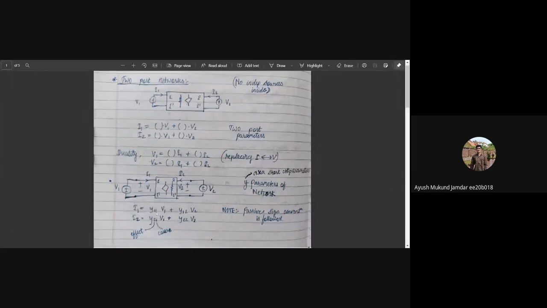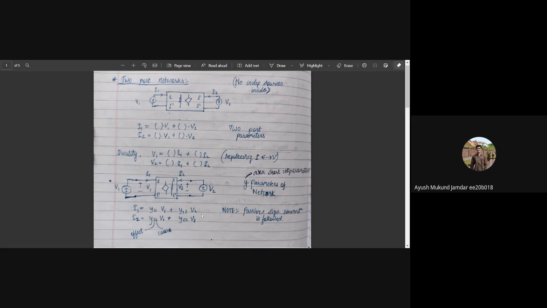What does Y11 mean? Y11 is I1 by V1 when V2 was 0. So what does it mean? When V2 was 0, that is the second port is short circuited, the ratio of I1 by V1 is called Y11. And what is Y12? Y12 is the ratio of I1 to V2 when V1 was 0. That is, when V1 is short circuited, the ratio of I1, that is current in the first port, to the potential difference across the second port.